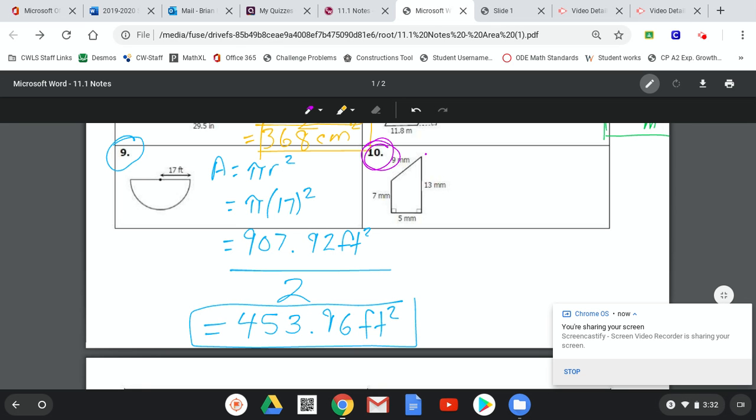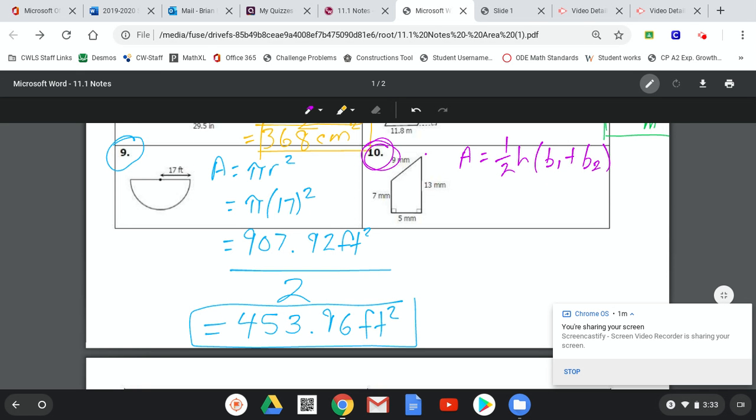What is 10? I hope everybody at home is saying, oh, number 10 is a trapezoid. So what do we use? Area equals 1/2 the height times base 1 plus base 2. That is the formula. Again, do you have to memorize that? Yes, you do. So make sure we got that committed to memory.